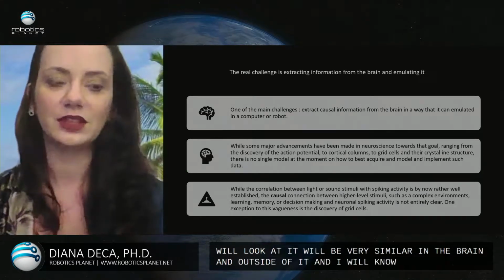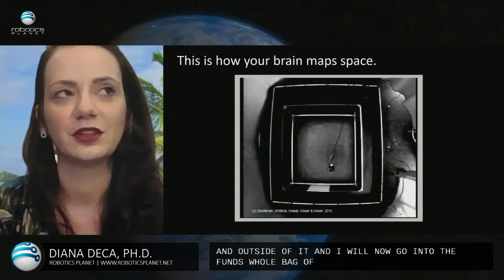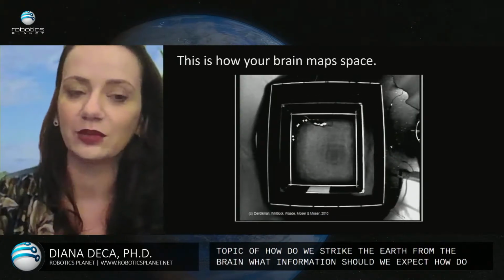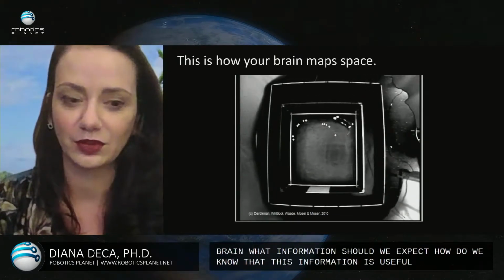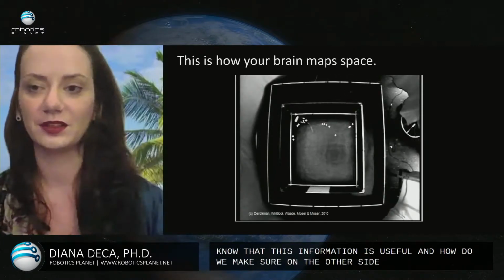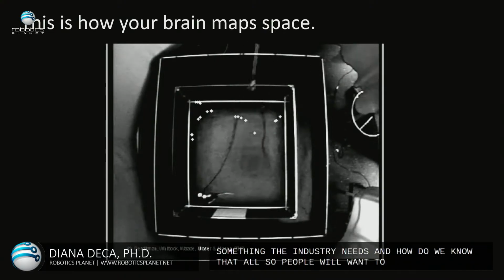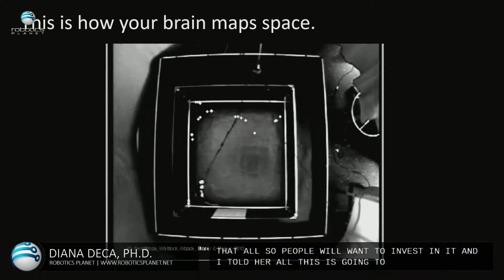And I will now go into the fun topic of how do we extract data from the brain? What information should we extract? How do we know that this information is useful? And how do we make sure on the other side that this is something the industry needs? And how do we know that also people will want to invest in it and that overall this is going to be good for business?